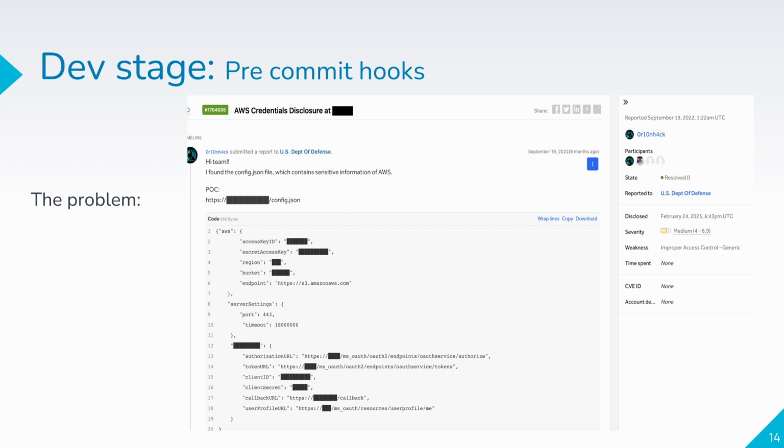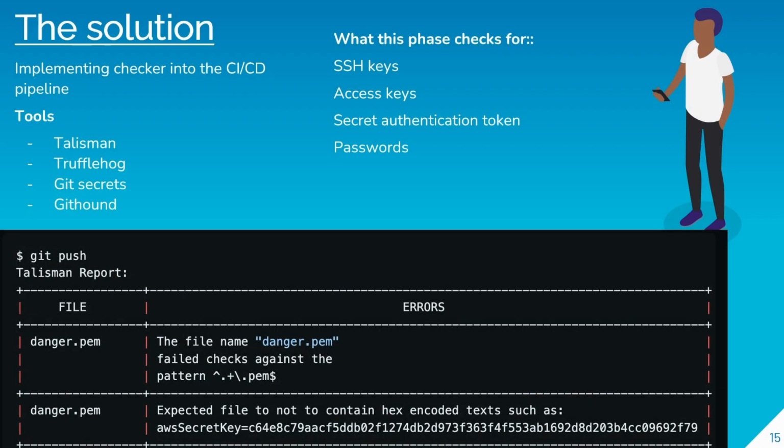On the dev stage, this is an AWS credential disclosure. Which company? Can anyone read that? The US Department of Defense. So these were AWS credentials that were leaked. This is somewhere on production. If you know what credentials do, then you know what this problem is. And this is at the development stage. How do you solve this?